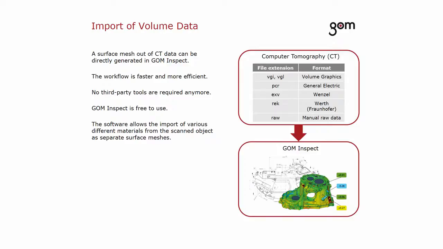third-party tools were needed. This step can now be performed directly within GOM Inspect. The workflow is faster and more efficient because you can do everything in one package. GOM Inspect is free to use and avoids using third-party software. GOM Inspect supports volume data formats from different systems. It is even possible to import raw files without an additional configuration file. The software allows the import of various different materials from the scanned object as separate surface meshes.